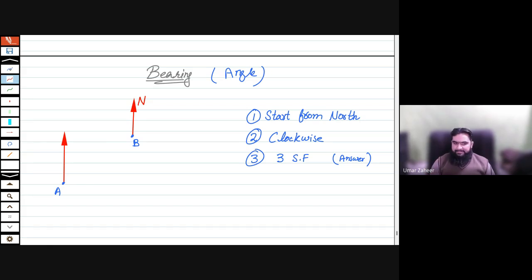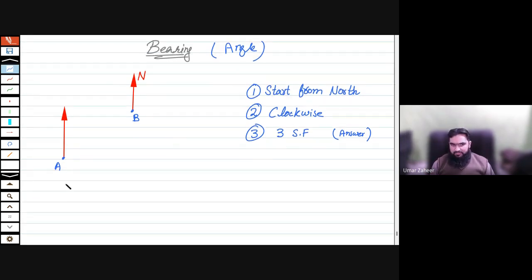For example, if I say that you have to find the bearing of A from B. From B means you have to stand on B and take your face towards the dot. Is it clear? Because we have to find the bearing of A from B, so you have to stand on B and take your position towards the dot. Is it clear?